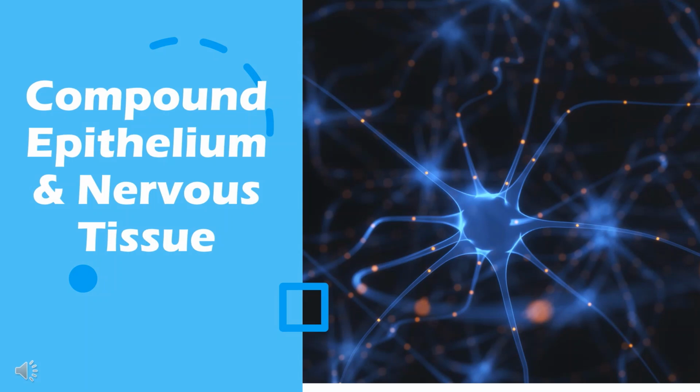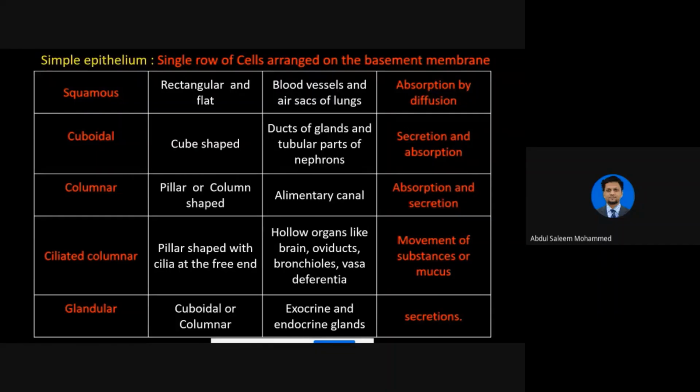Welcome back, friends. In today's session, we will know about compound epithelium and nervous tissue. So let's start with the briefing of simple epithelium. We have done about this simple epithelium, classifying it into squamous, cuboidal epithelium, columnar epithelium, ciliated columnar epithelium.